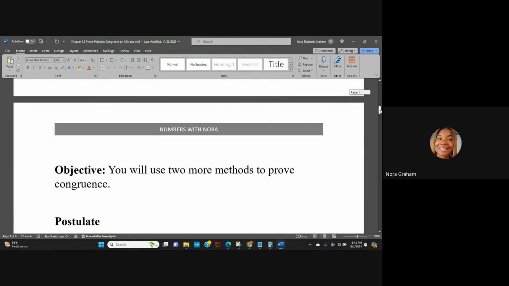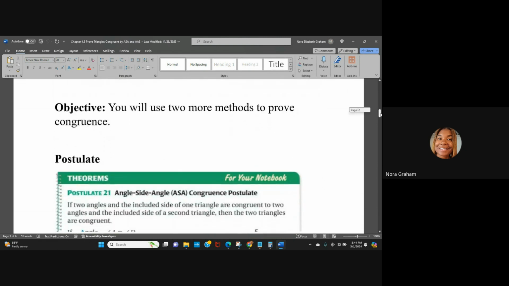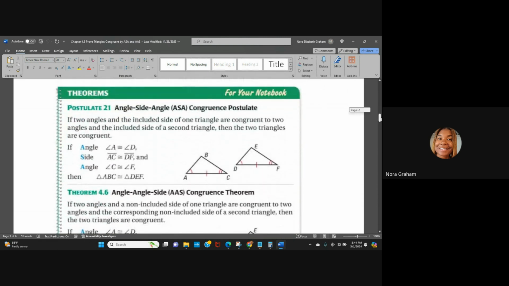So the objective of this lesson is you will use more methods to prove congruency, because before in the other videos, we used side, side, side. We used side, angle, side. At the end of this video, I'll show you a whole chart of all the postulates that we have gone through to prove that triangles are congruent. Okay. For this one, we're going to focus on angle, side, angle, ASA.